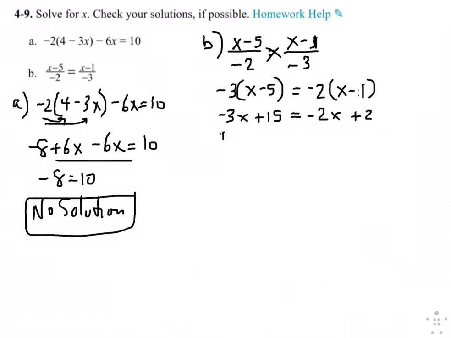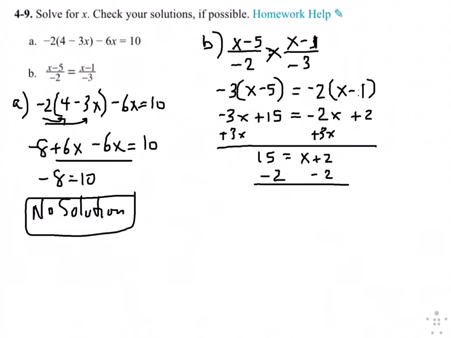Let's see, I could add 3x to both sides. Add 3x to both sides. And I get 15 equals, what's that, x plus 2. Subtract 2 from both sides. 13 equals x. So x equals 13 for B. Okay, next one.